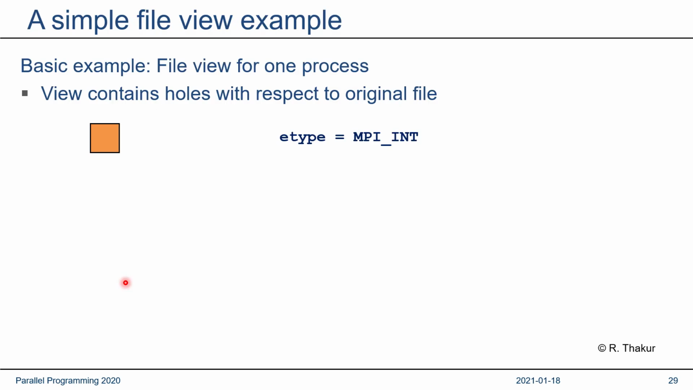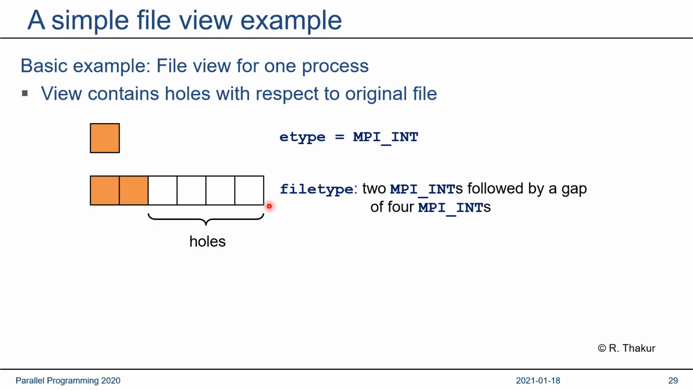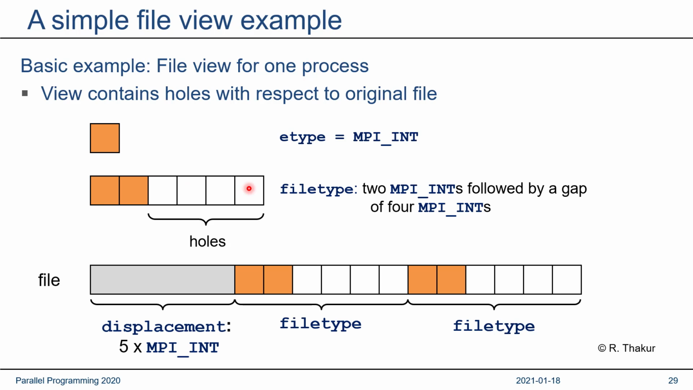Here's a simple example of a file view and the code for it. So we specify it here for a single process. The view contains holes with respect to the original file. The original E-type was MPI int. Here's our file type for one process. So we have 2 ints and then 4 holes. So 2 MPI ints followed by a gap of 4 MPI ints. Our displacement will be 5 times MPI int, and then followed by as many file types, as many 6 MPI int units as necessary to fill the rest of the file.